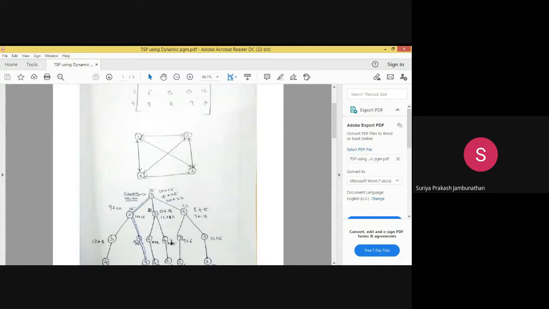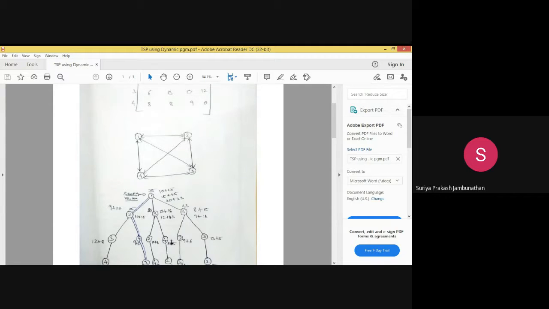So from 1 to 2 we are having 10. So 10 plus 25. 1 to 3 we are having 15, 15 plus 25. 1 to 4 we are having 20, the distance 1 to 4 is 20 plus 23. Before going to that, we put 25, 25, 23 here.